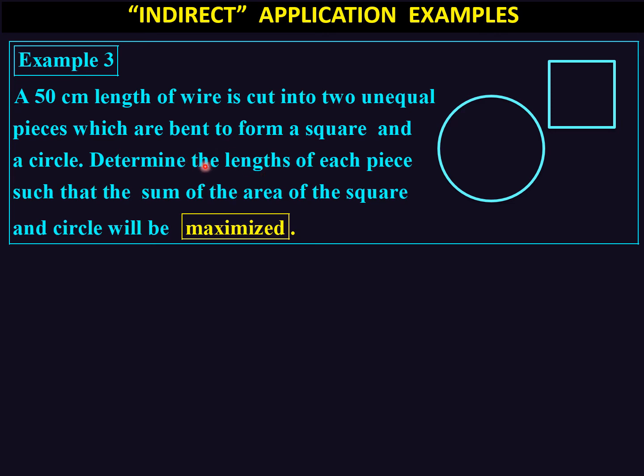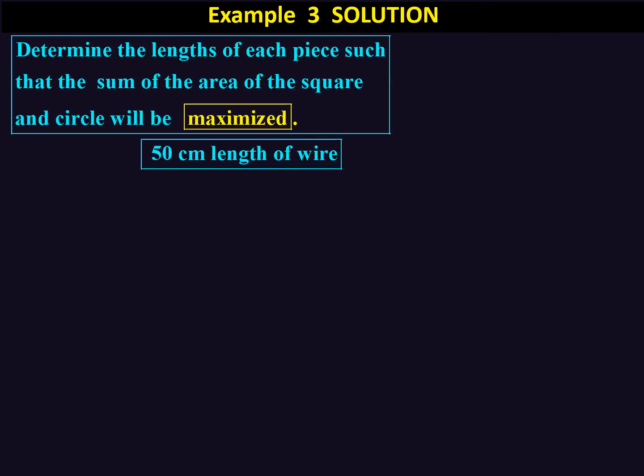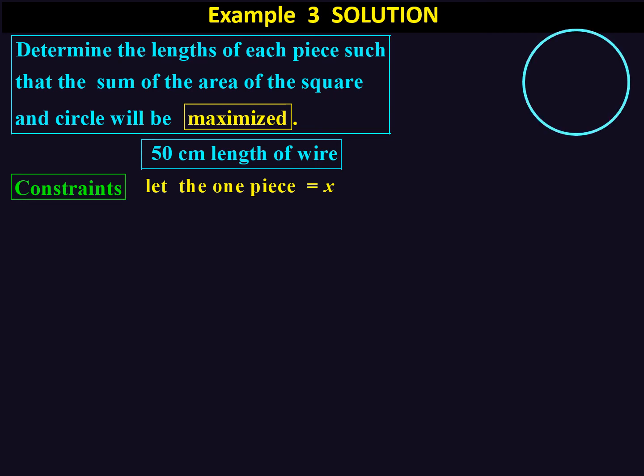So we want to determine the length of each piece, such that the sum of the area of the square and the circle will be maximized. So this area plus this area, the total area, needs to be maximized. There we have a length of wire. Remember, I'm cutting it, so I don't know how long I'm cutting the first piece. Let's say that's unknown, so let the length of the one piece be x, and let's use the x with the circle. Then we have the other piece, which is, that's right, 50 minus x, and let's utilize that with the square.